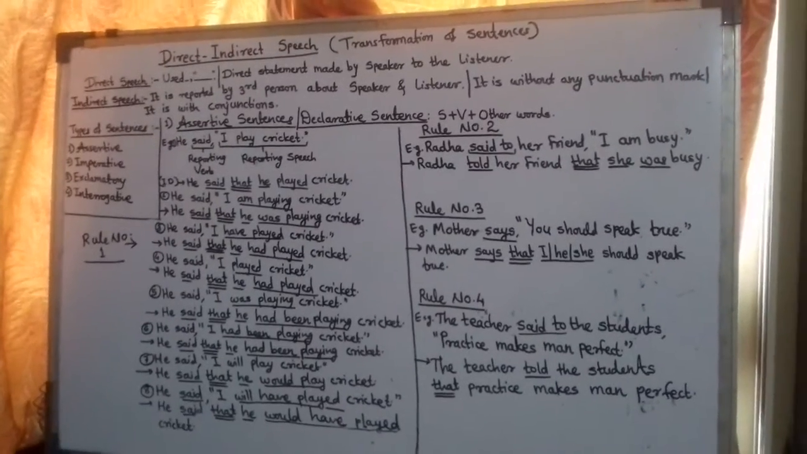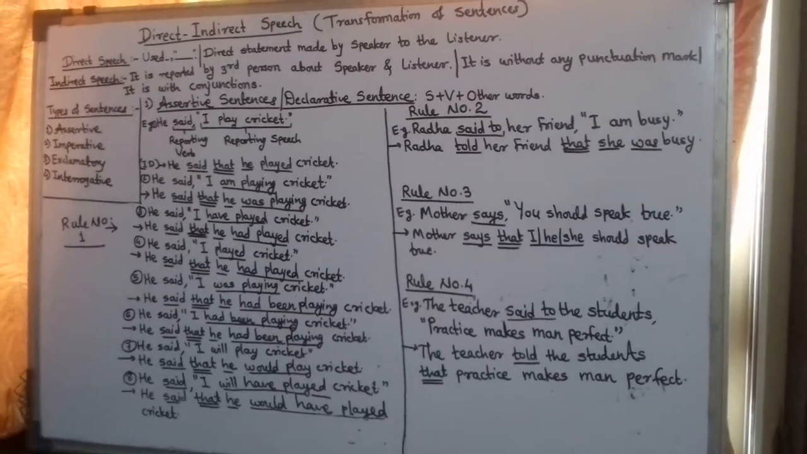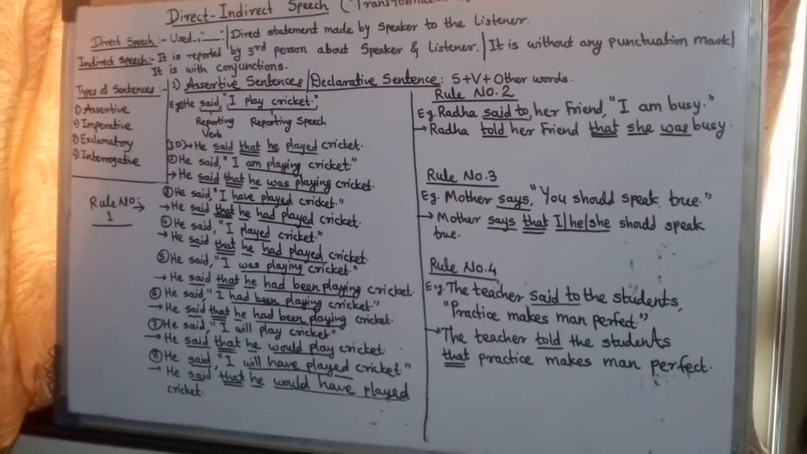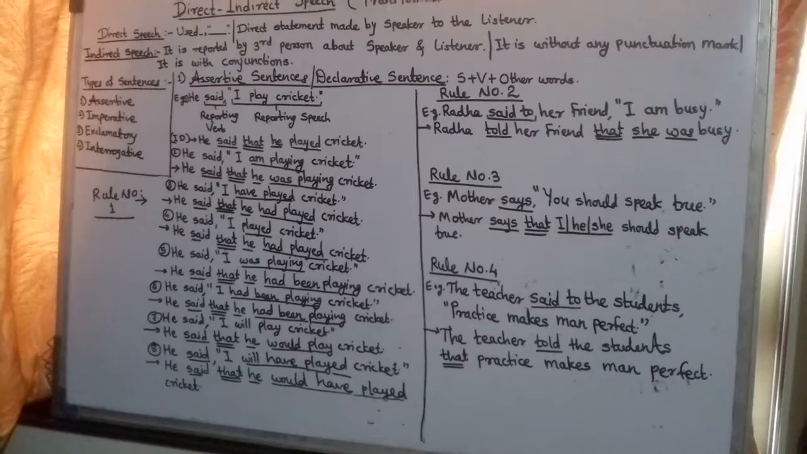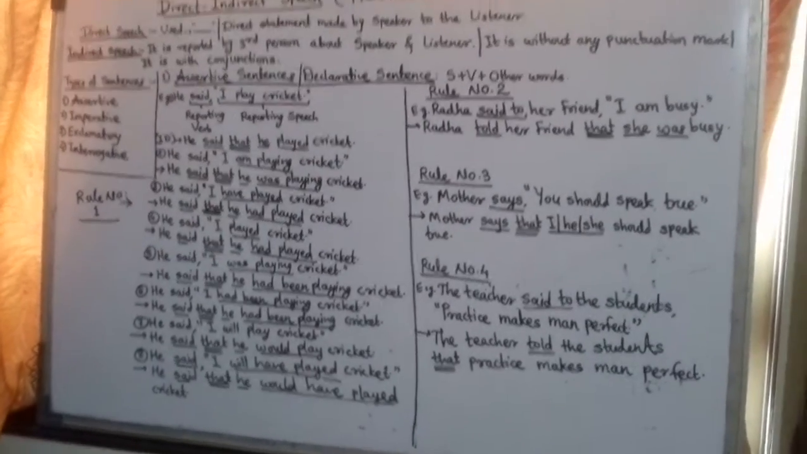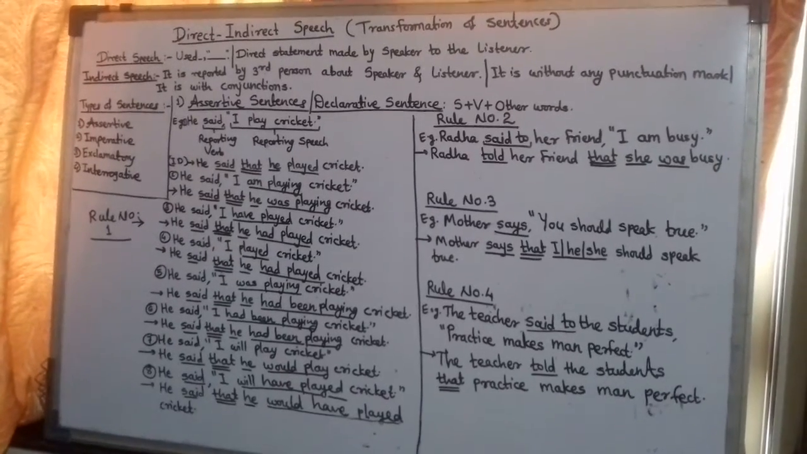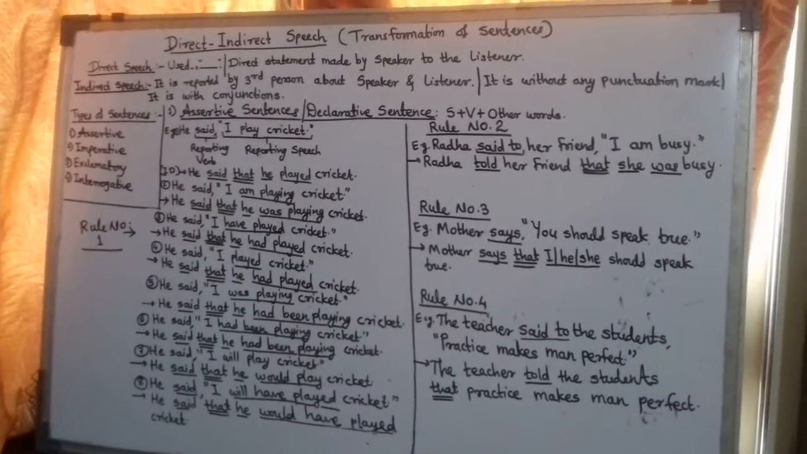Hello friends, we are going to have the proper understanding of a grammatical form, and that is direct and indirect speech. It is the most difficult part of grammar, where transformation of sentences becomes very difficult for the students. From that point of view, we are going to discuss direct and indirect speech.